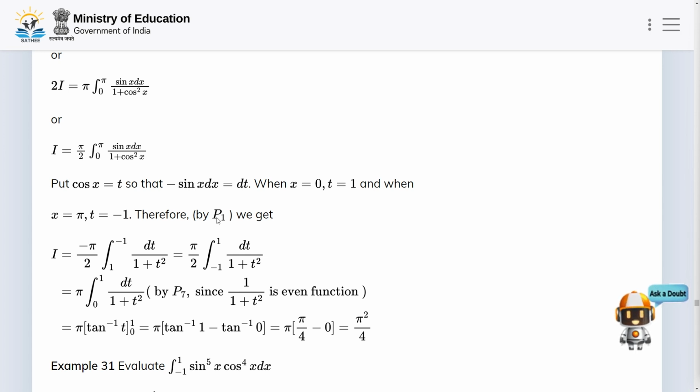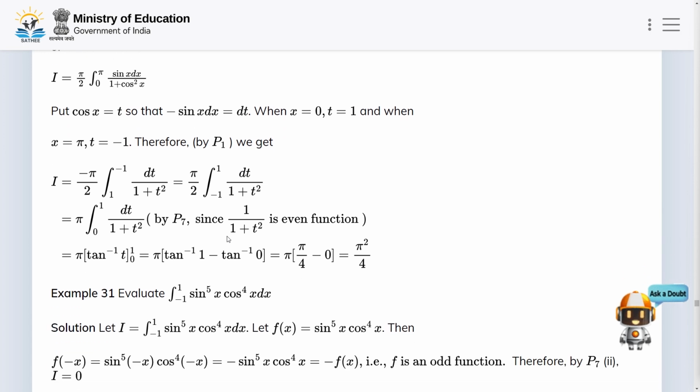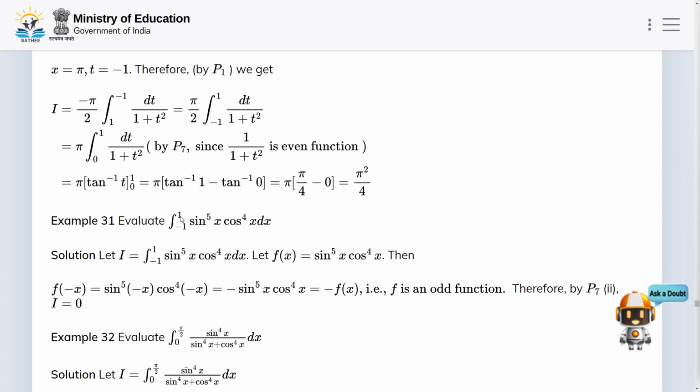Now using property P1, this minus will interchange the limits. So pi by 2 times the definite integral from minus 1 to 1 of dt by 1 plus t square. Clear? Now 1 by 1 plus t square is an even function. So this means you will have 2 times pi by 2 times the definite integral from 0 to 1 of dt by 1 plus t square. So again 2 will be cancelled. You are only left with pi multiplied by the definite integral from 0 to 1 of dt divided by 1 plus t square, by P7. And you know that the integration of this is tan inverse t.